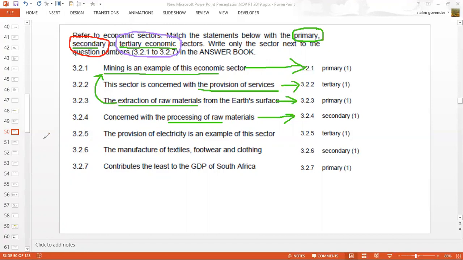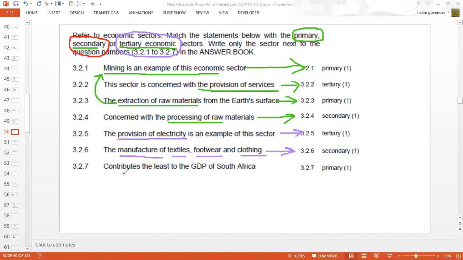So back to our questions, the provision of electricity, right? This would be a service and therefore is classified as a tertiary activity. Question 3.2.6, the manufacture of something, right? The manufacture of textiles, it's clothing. The manufacture of footwear, that's shoes. There's your idea of clothing, right? Is going to be a secondary activity, the manufacture, the making of something. We're adding value to something, right? Benefication was a term we used, a secondary concept.